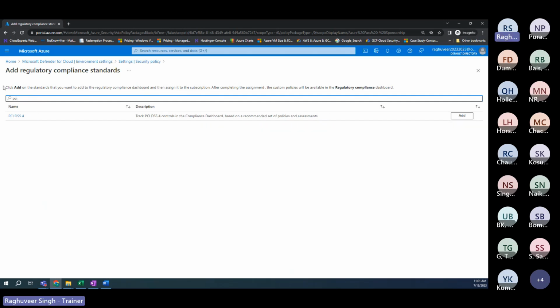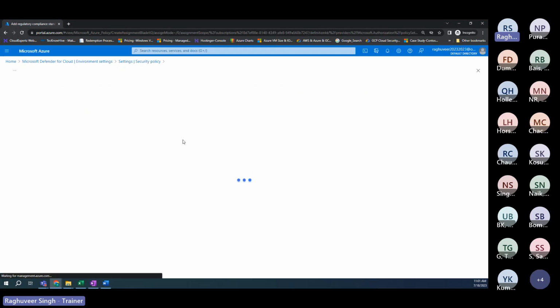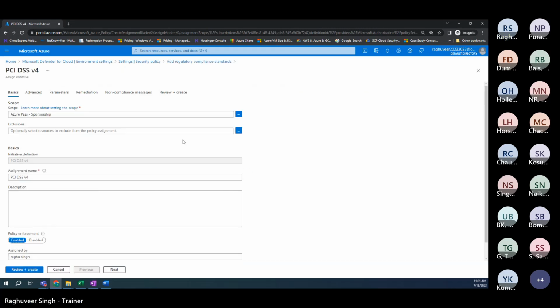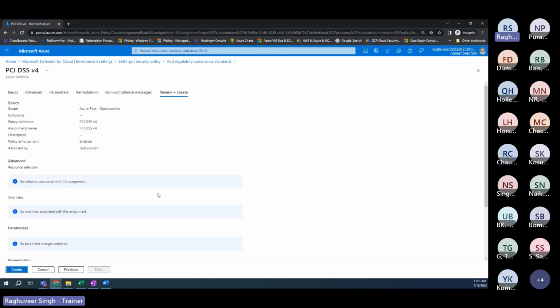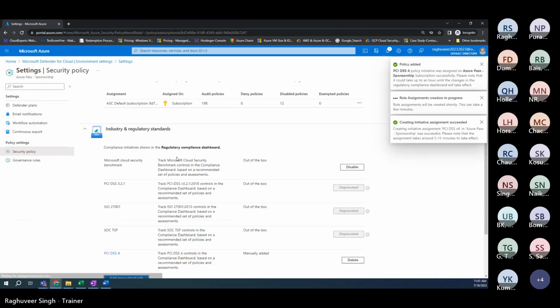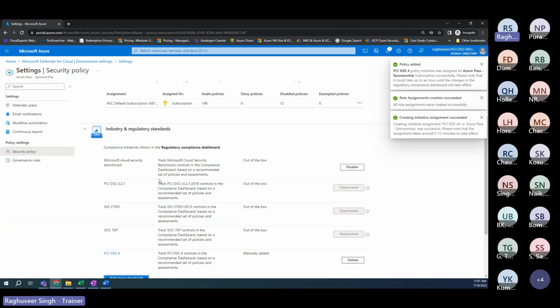So what we need to enable in Defender is PCI DSS 4, which is the latest version. Just click on add. When you click on add, it will create a policy for that compliance. Just hit review plus create and then hit create. It will add PCI DSS 4. So PCI DSS 4 is enabled.